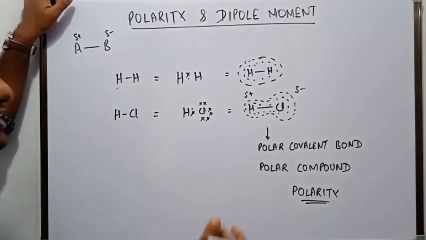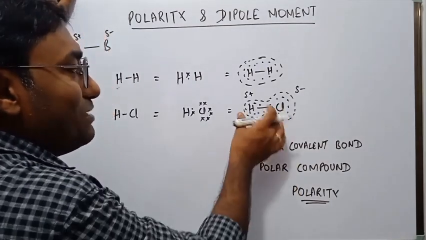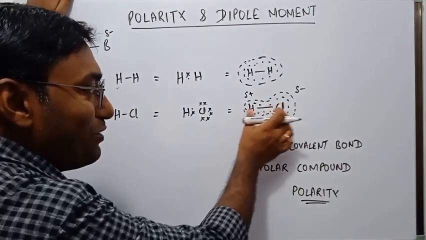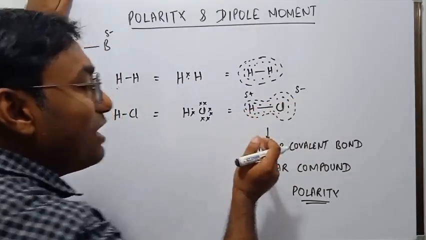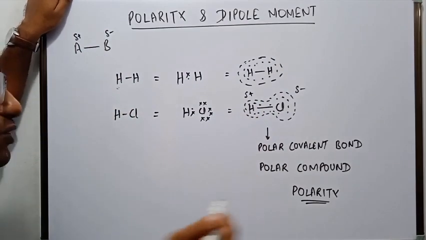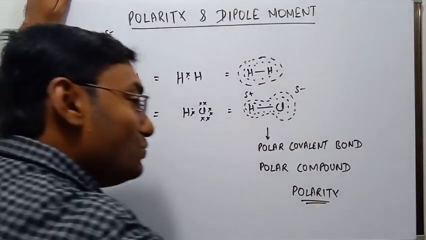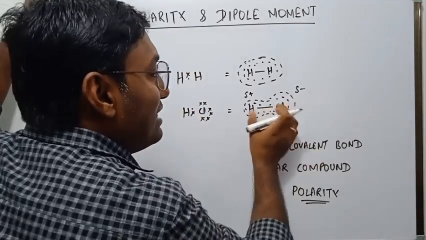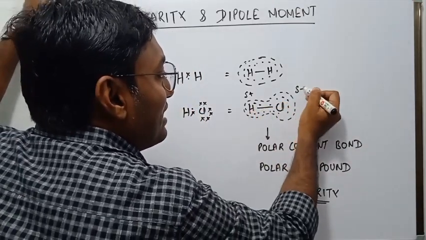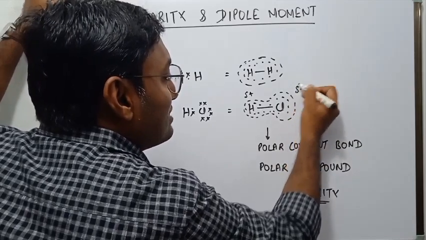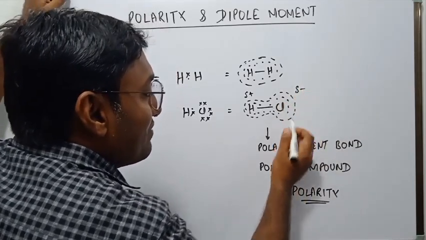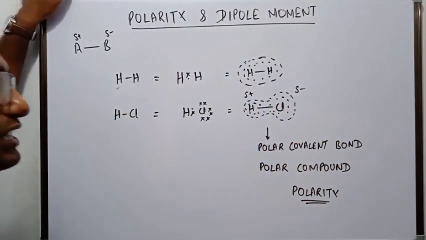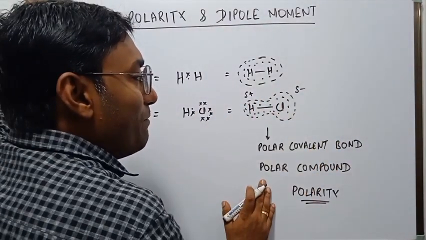And of course, this results in polarity. Such a bond is called a polar covalent bond, because it is polarized. The electron pair is not equally shared. It is shifted towards the one which is more electronegative, and that results in polarity in the molecule, with the development of a negative charge around the area of the electronegative atom. Such a bond is called a polar covalent bond, and such a compound is called a polar compound.